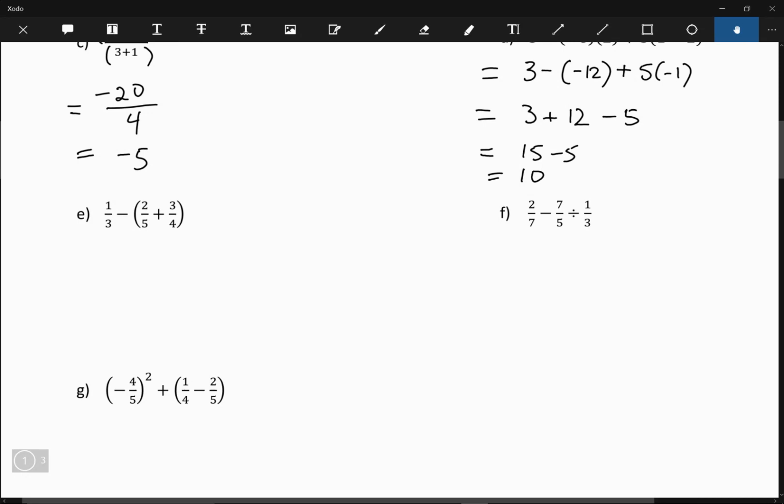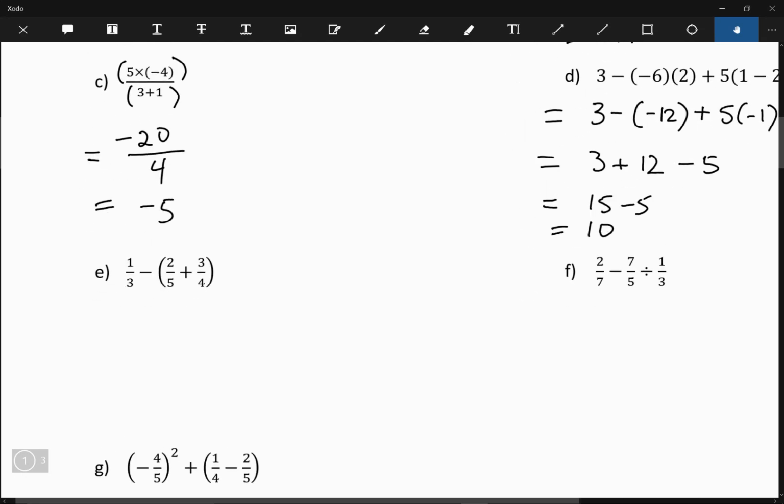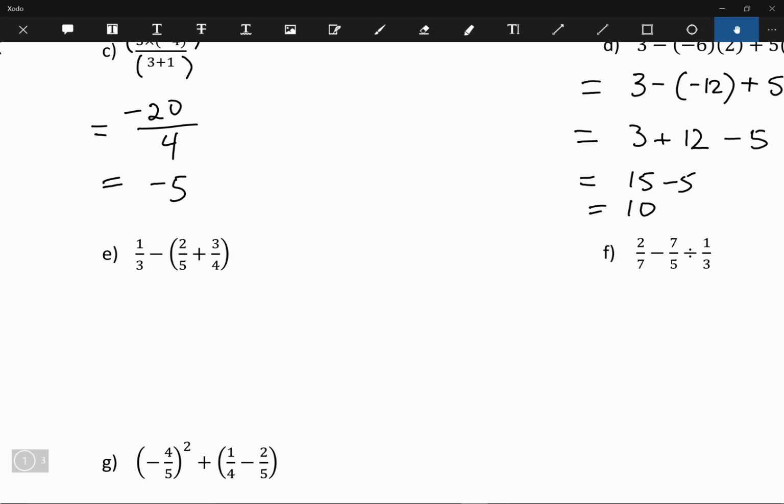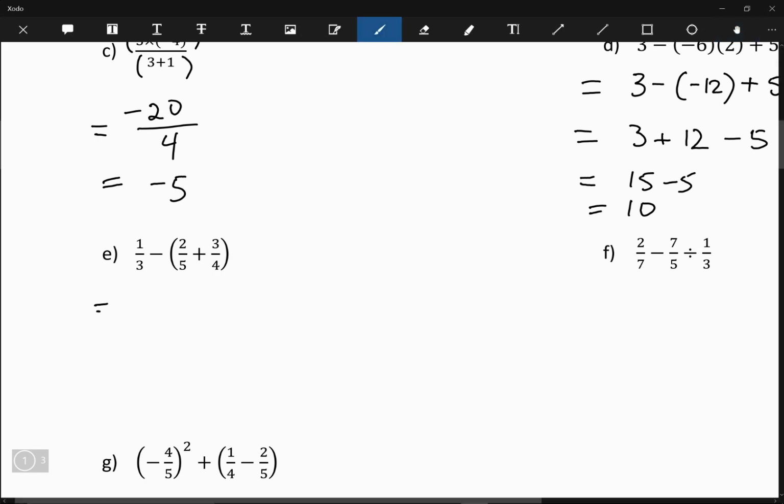See the next one here. 1 over 3 minus 2 over 5 plus 3 over 4. So let's take care of the brackets first. Let's leave the 1 over 3 alone. And then let's do the brackets. Let's find the common denominator. So 5 and 4 will have a common denominator of 20.